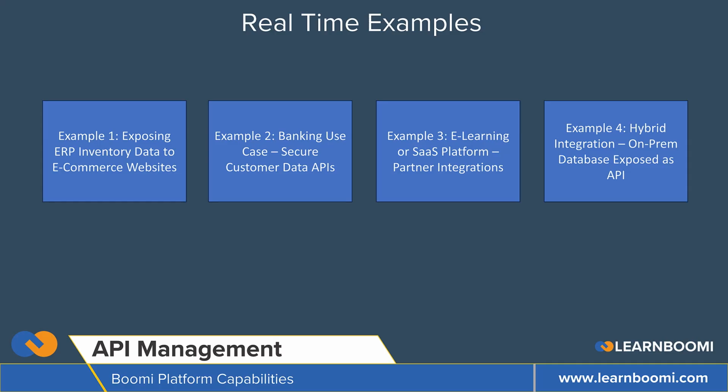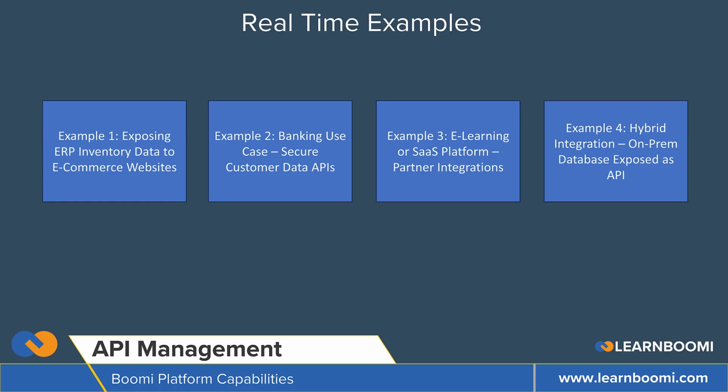The first example is exposing ERP inventory data to an e-commerce website. Let's say an organization uses SAP or Oracle ERP, and wants to expose inventory availability to Shopify, Magento, mobile apps and B2B partner systems. So with Boomi, you can create an inventory API, connect it to the ERP via a Boomi integration process, apply rate limits to avoid overloading the ERP, and publish the API to the API gateway. Now all channels can get real-time inventory securely.